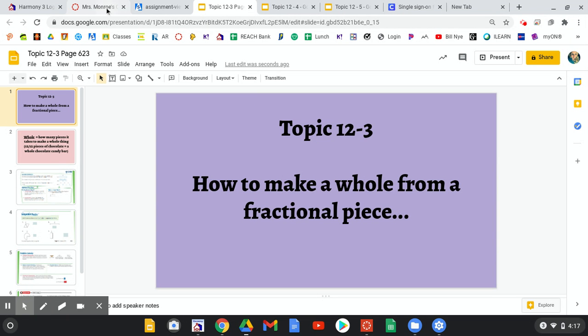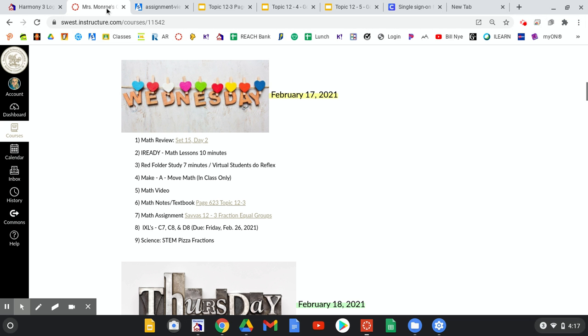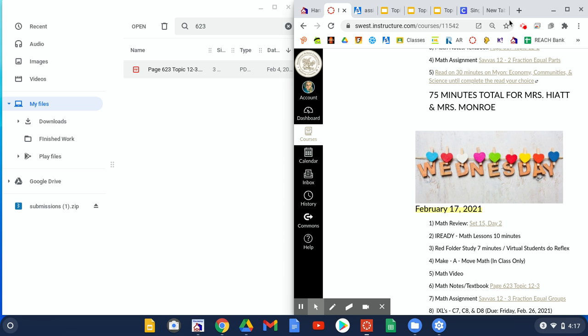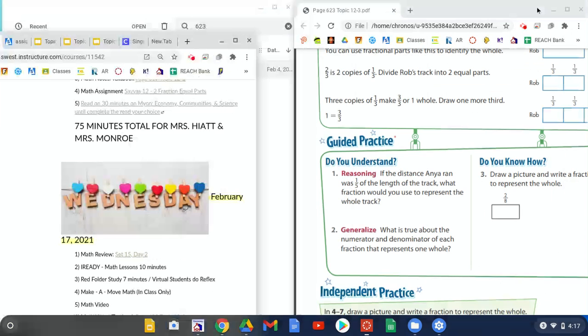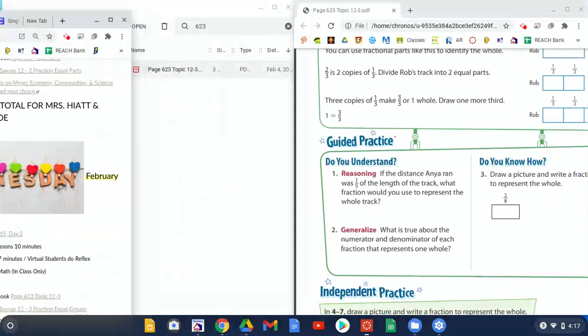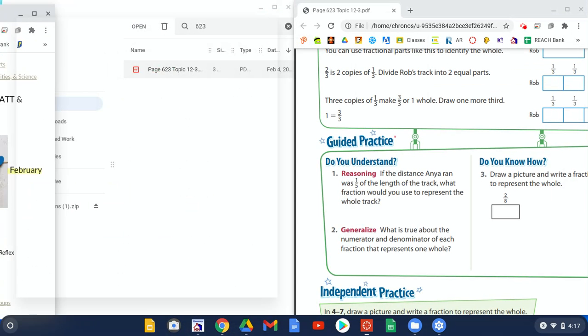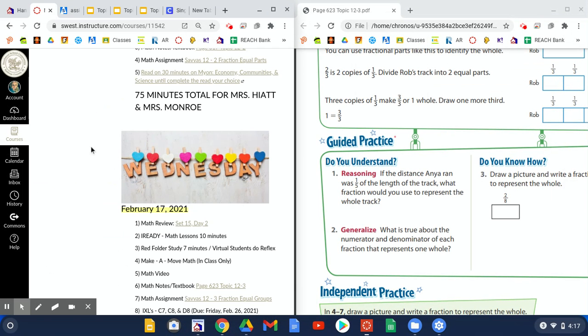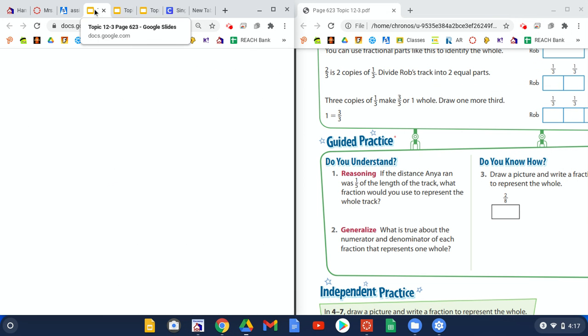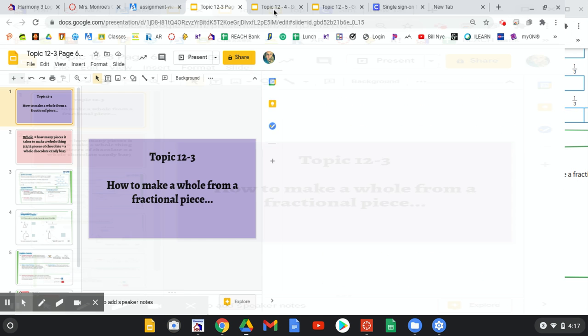To get to that page, remember you can just go to my Canvas course, go to my home page. This is going to be Wednesdays. You're on page 623, topic 12-3. Click on that. It will go to your folder. Then you can hit the Alt and the bracket button. It will give you half of the page, and you'll be able to see on this side over here and follow along as I complete the video on this side.